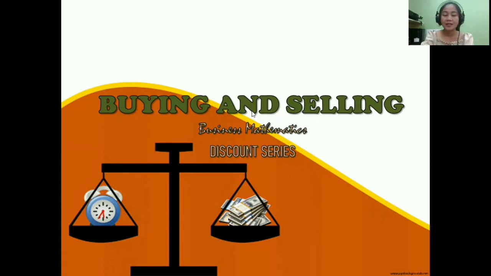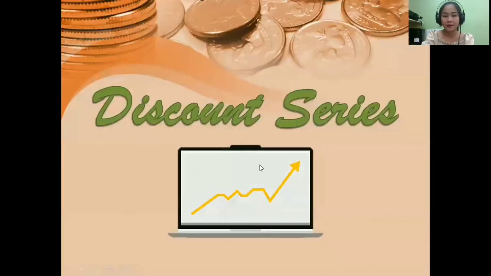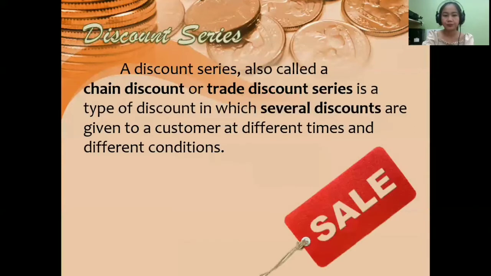So in our last discussion, I discussed the single trade discount. We have two types of trade discount. The first one is single trade discount and the second one is the discount series. At this moment, we will move on to the next topic under buying and selling, which is the discount series. First of all, let us know what a discount series is.